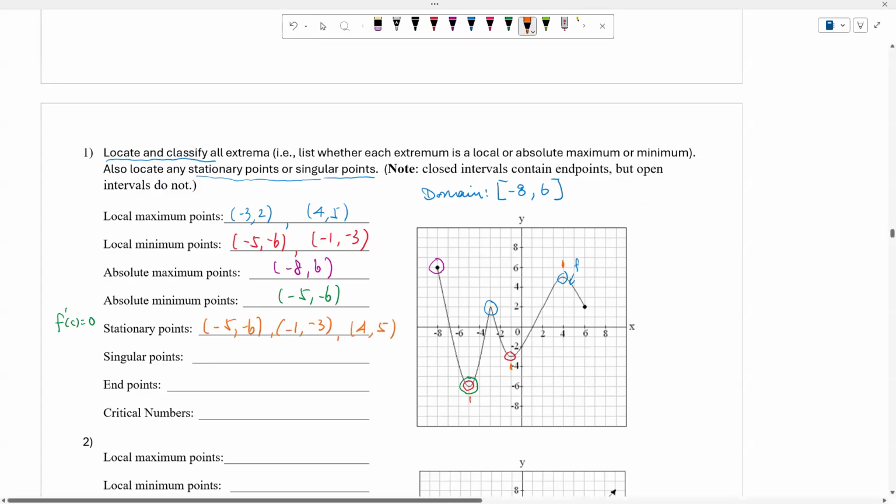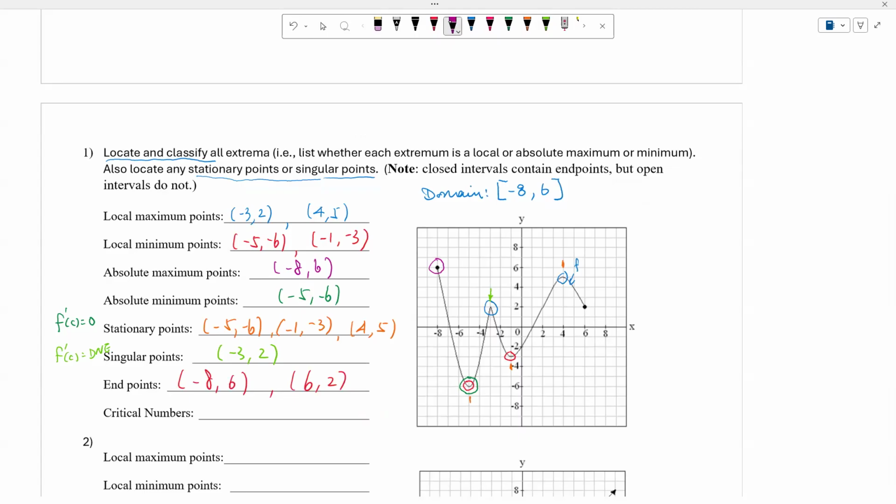Okay. And my singular point, probably this is my singular point because it's related to f prime of c does not exceed. Okay, so which is the sharp corner that we have. So then the singular point is (-3, 2) now. Then of course, if we have a closed interval, meaning in this case, I will have two endpoints, (-8, 6) and (6, 2). Okay.